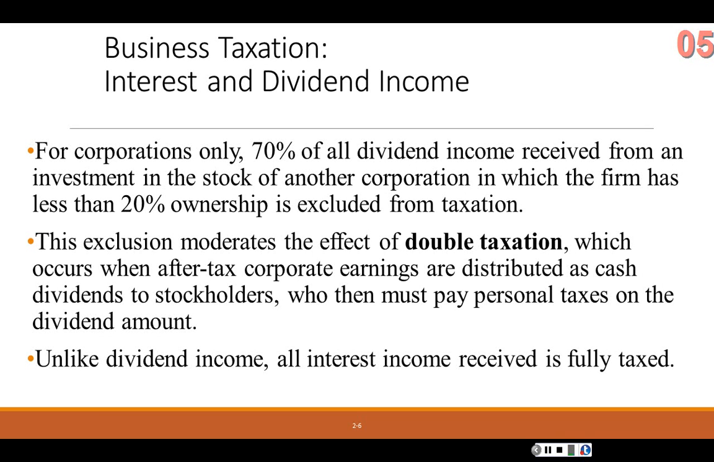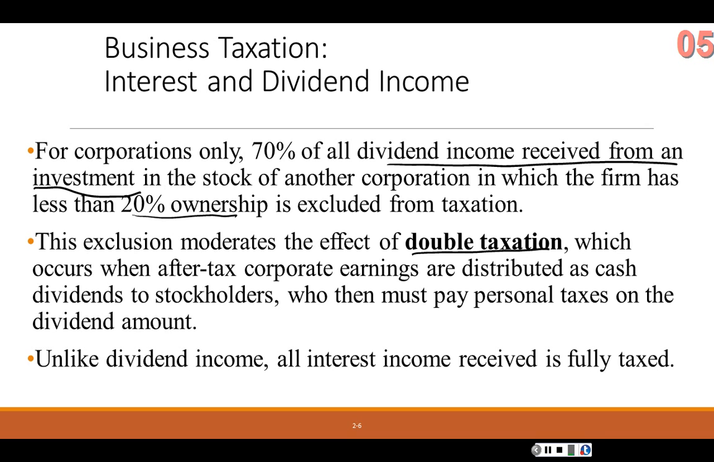A corporation can deduct interest expense, but it cannot deduct dividend payments. For corporations only, 70% of dividend income received from an investment, so this is an investment for this company. They're going to be receiving a dividend from an external company. 70% of these dividends received, if they own less than 20% of the company, is excluded from taxation. This helps moderate the effect of double taxation.